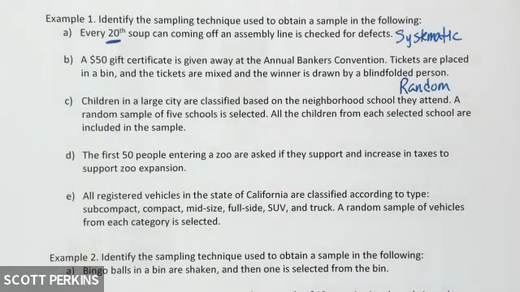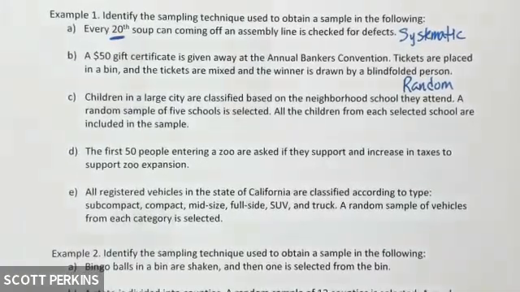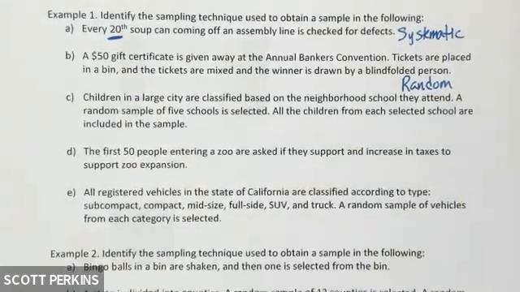All right, so the next one says, children in a large city are classified based on neighborhood school they attend. A random sample of 5 schools is selected. All the children from each school are included in the sample. Which one is that? I'm sorry? Why'd you say cluster? You're 100% right.